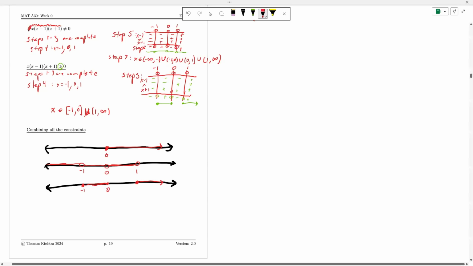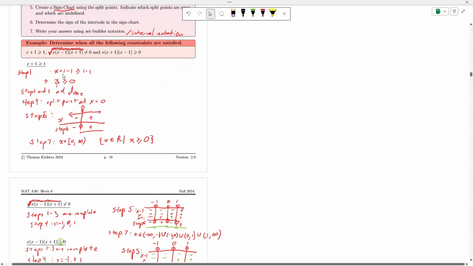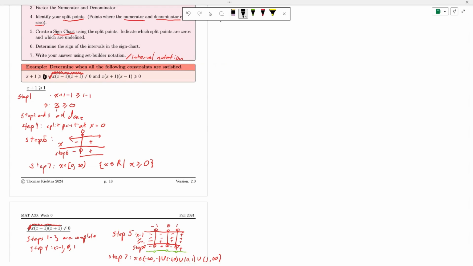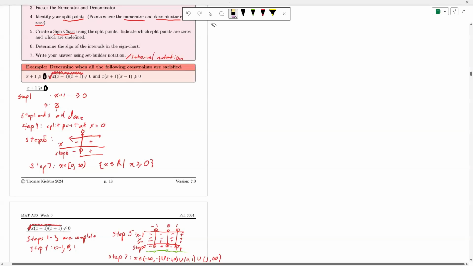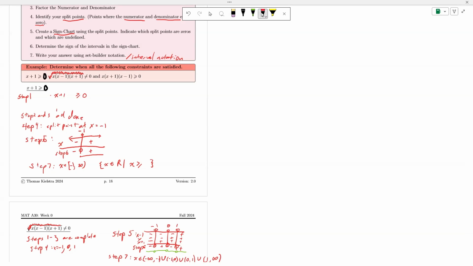Now, this one doesn't have the nicest interval. But if I go up, and I'm just going to slightly change this, I'm going to make this a 0 and a 0. Well, if we do this, now our split point is going to be x minus 1 or x plus 1 is greater than or equal to 0. And our split point is going to be at minus 1. So if our split point is at minus 1, our sign chart's going to stay the same, and we're going to get minus 1 to infinity, or x is strictly greater than minus 1.